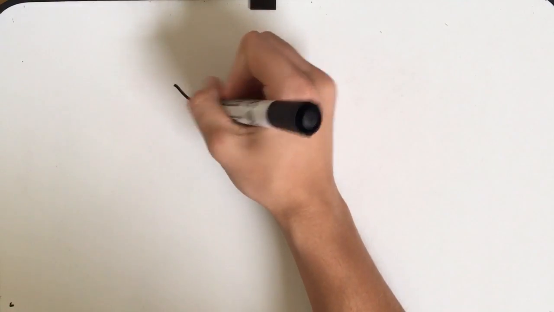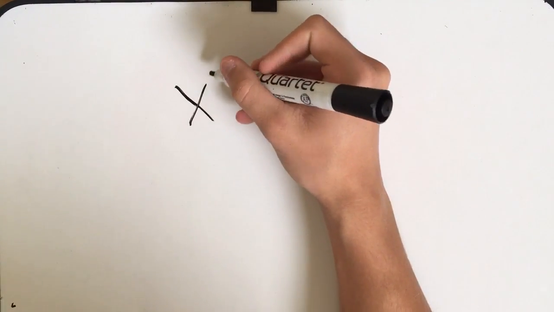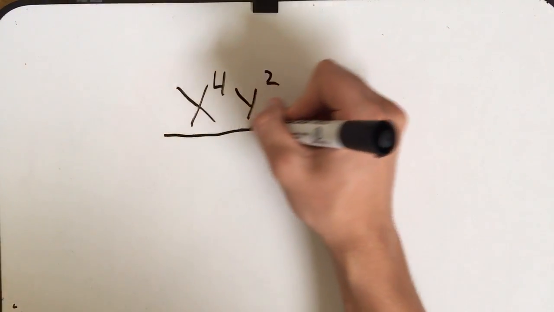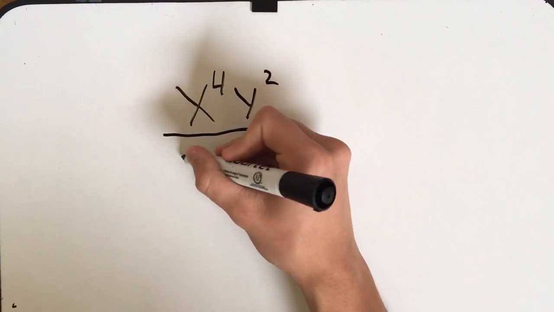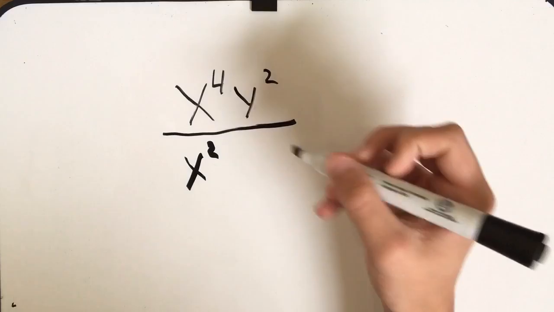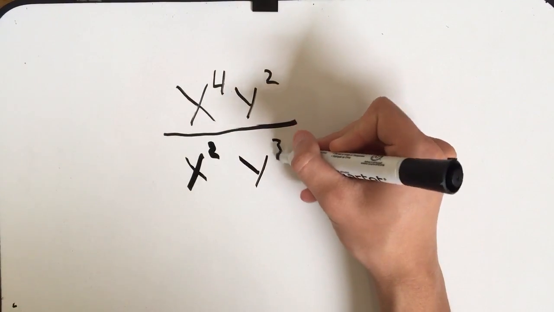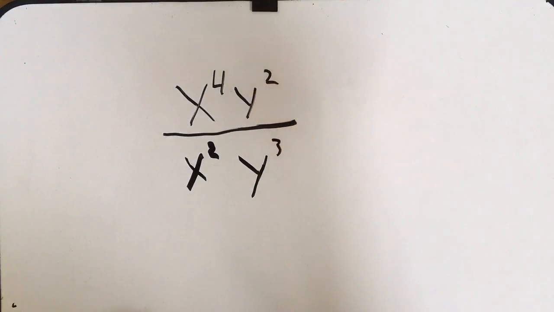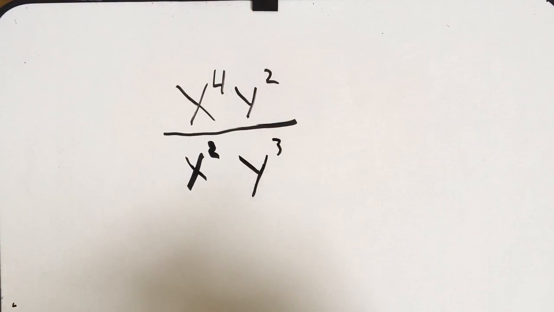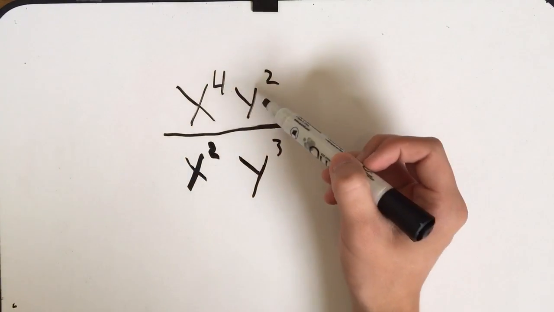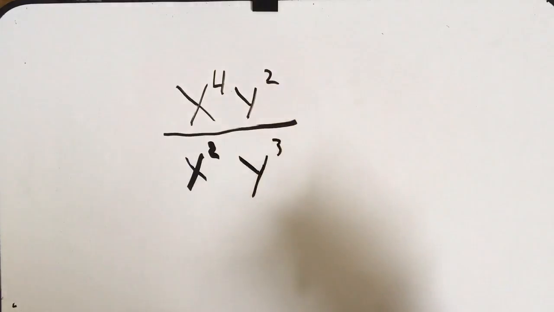In today's video I'm going to be teaching you how to simplify expressions with exponents. So let's just start off with x to the fourth and y to the second, all over x to the 2 and y to the 3. What you're trying to basically get is only one of each, so you want one x and one y, either on the top or the bottom.